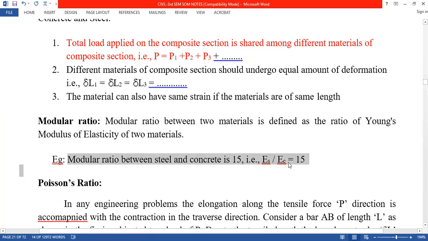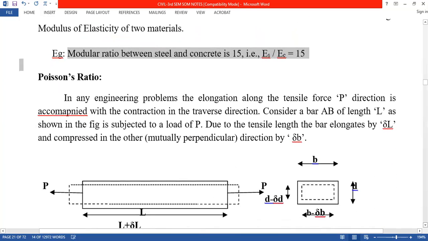So ES divided by EC will be 15, because we know the value of ES is 2 into 10 to the power 5 Newton per mm square. EC may be 9 or 1.2 into 10 to the power 5 Newton per mm square. So in such cases, the modular ratio will be different for different materials. In the examination, they may ask, what do you mean by modular ratio? Modular ratio is the ratio of the Young's moduli of two different materials. Whenever two Young's moduli are considered, the modular ratio will be different.